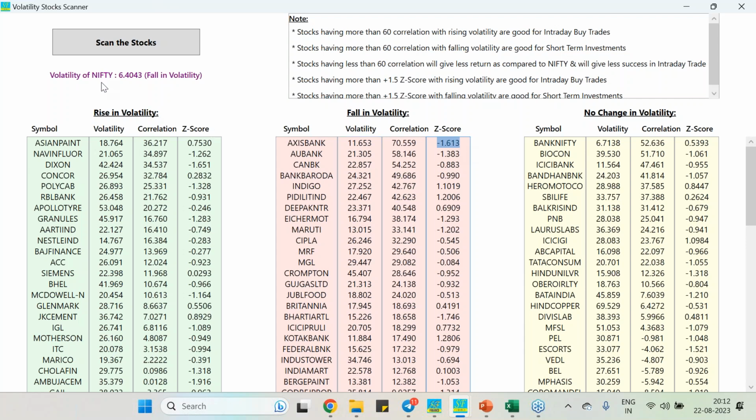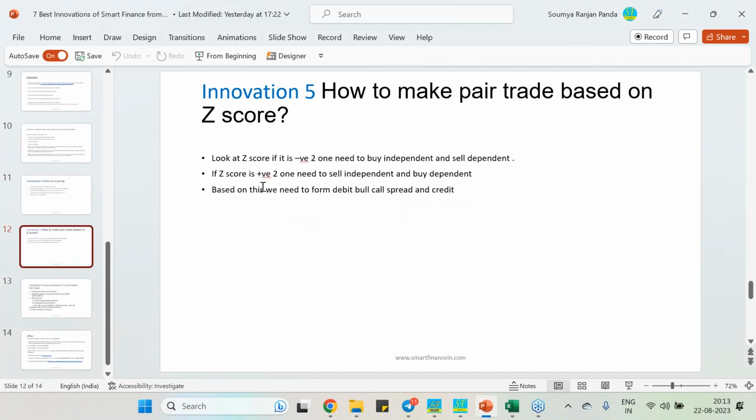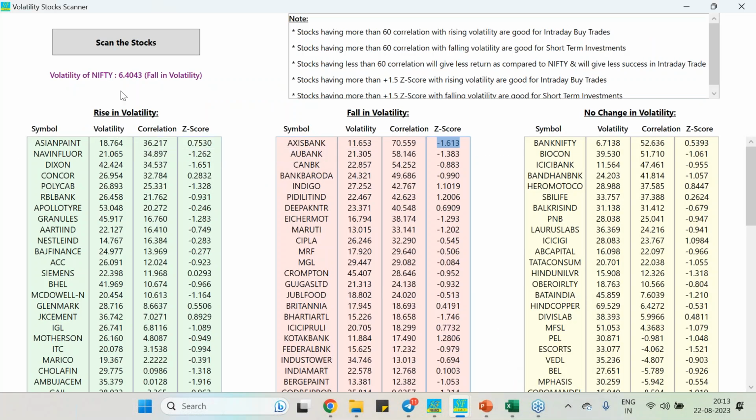So here, who is independent? Nifty. Who is dependent? Axis Bank. Negative Z score, what does it say? Negative Z score: buy the independent, sell the dependent. Who is the independent here? Independent is Nifty. Buy the Nifty, sell Axis. This is what it is saying.